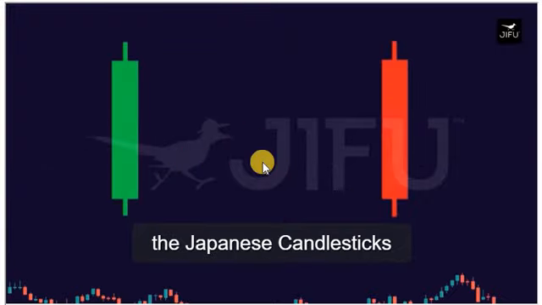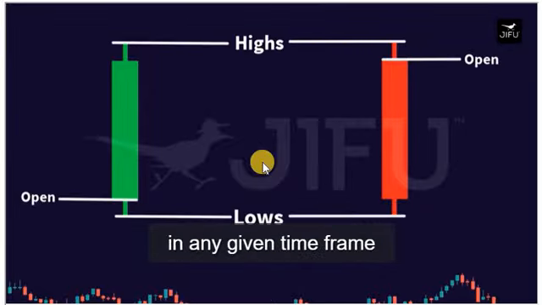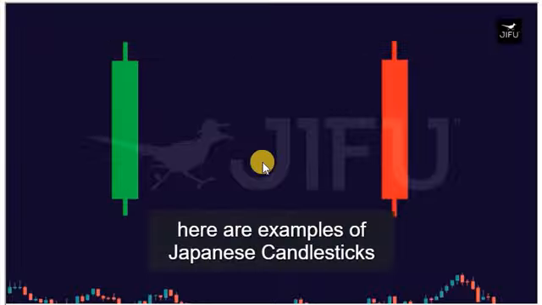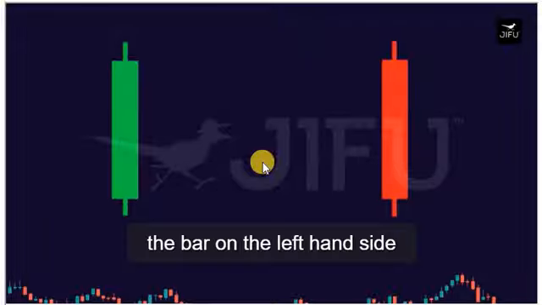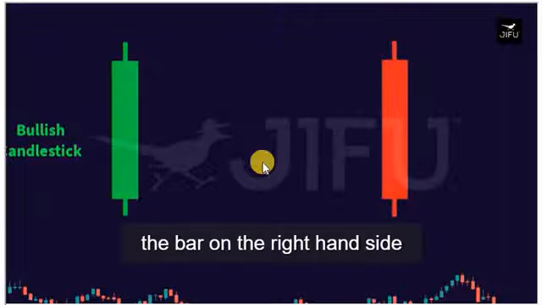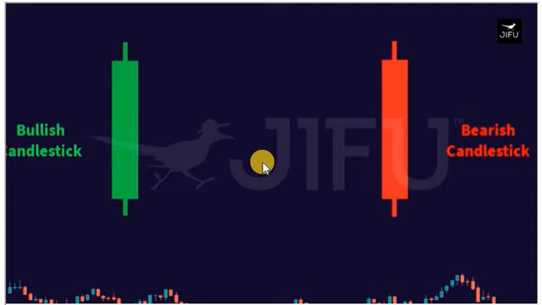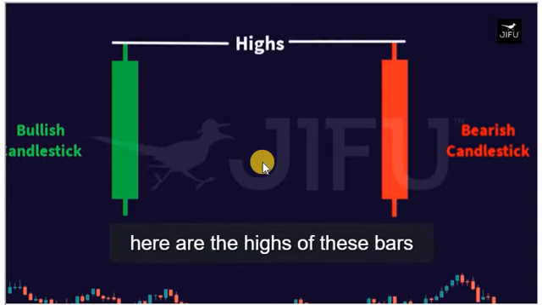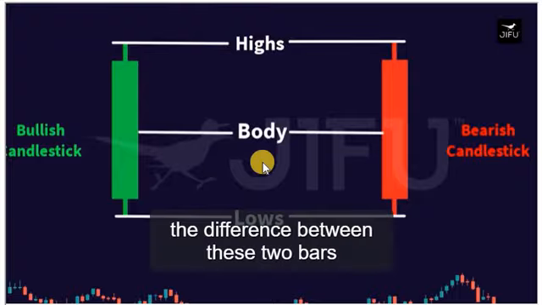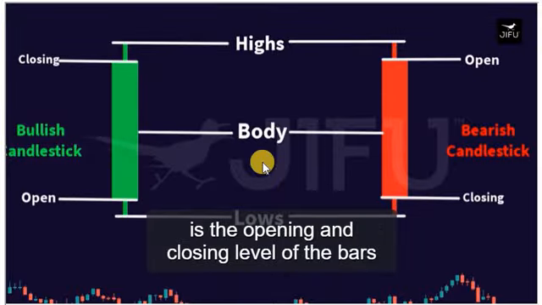The Japanese candlesticks are formed through the opening, highs, and lows of bars in any given time frame. Here are examples of Japanese candlesticks. The bar on the left-hand side signifies a bullish interest bar, while the bar on the right-hand side signifies a bearish interest bar. Here are the highs of these bars and lows. The real body is the difference between these two, the opening and closing level of the bars.